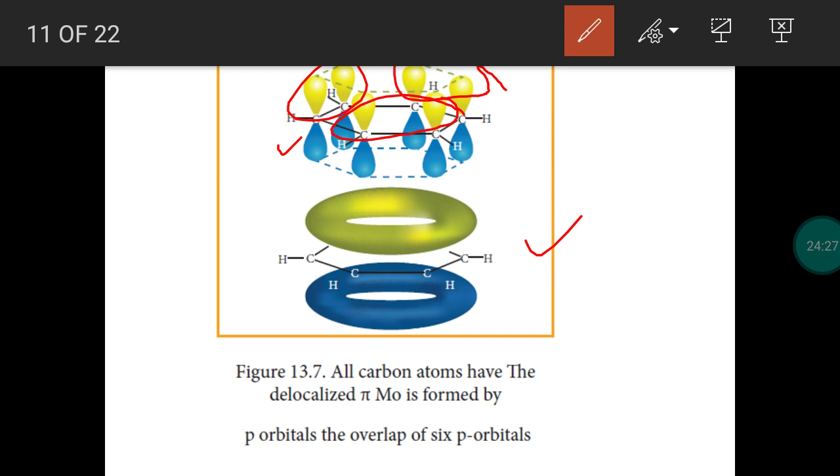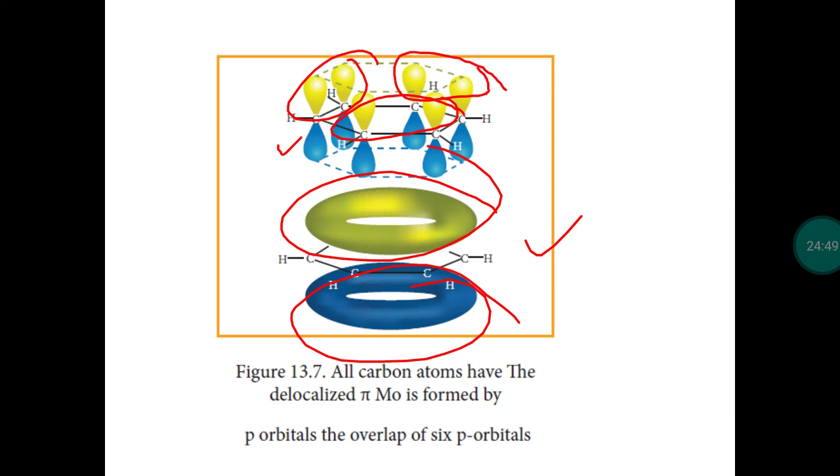Six carbon atoms and six hydrogen atoms are in a plane. Now the pi electrons will spread over all the carbon atoms above and below the plane. Above the plane as well as below the plane, the pi electrons will spread over all the carbon atoms. It is called delocalization of pi electrons. So I repeat it once again.